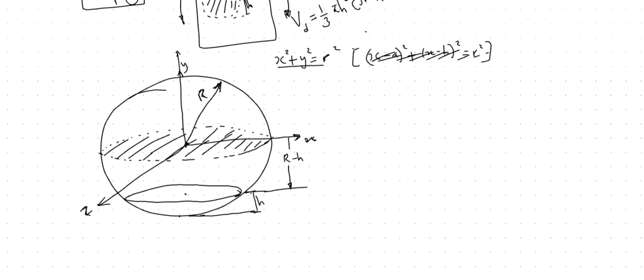This is the coordinate system. From the top of this circle to the middle is R. From the middle here to the bottom is also R. So if the part of the sphere submerged in the water is H, it's going to be R minus H. Is that okay? All right.